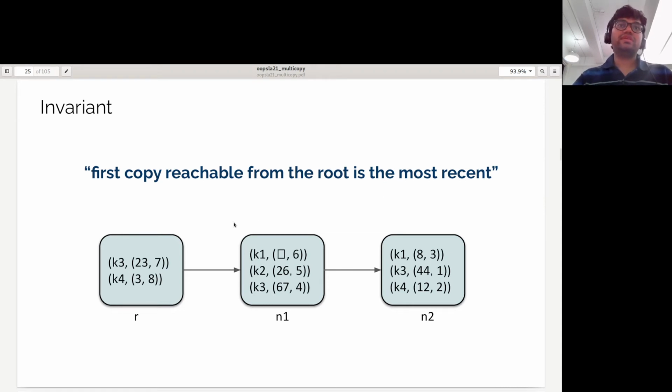For instance, for key k1, the first copy that is reachable from the root node is k1, 6, and it is also the most recent copy, as the other copy has timestamp 3, which is less than 6.